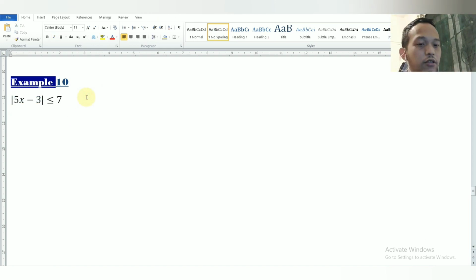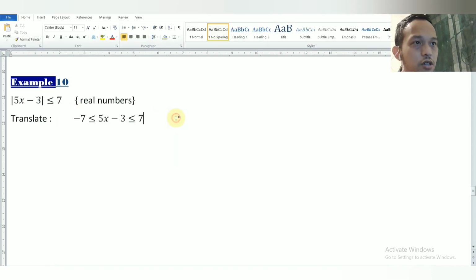Okay, let's recall back to the definition of absolute. Before we go further, let's establish the domain, it's real number. So let's translate this. Again, this is your translation of absolute. It means the distance from the origin must be 7 units. It means 5x minus 3 is between 7 and -7 inclusively. Inclusively means it is included, -7 and 7. There are equal signs there.